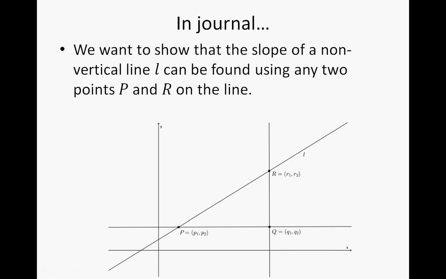So we want to show that the slope of a non-vertical line L can be found using any 2 points P and R on the line. So we have a line, we have a point P and a point R, and again that's going to help us formulate a new point Q.